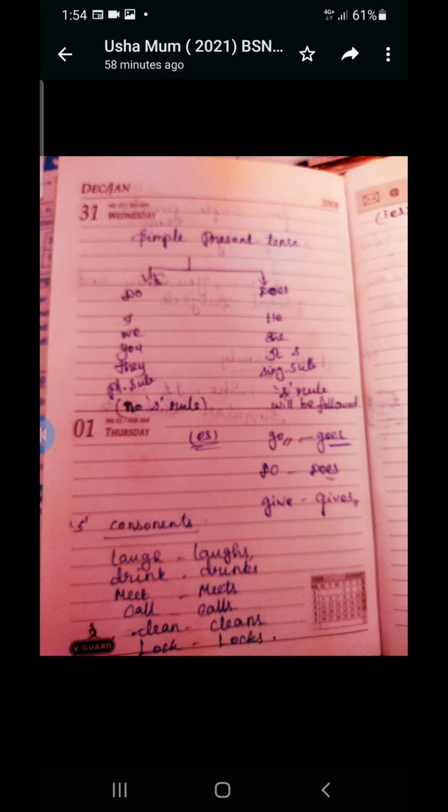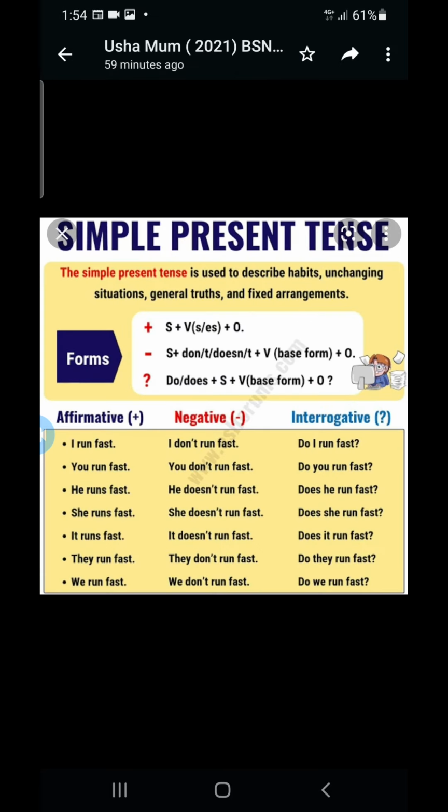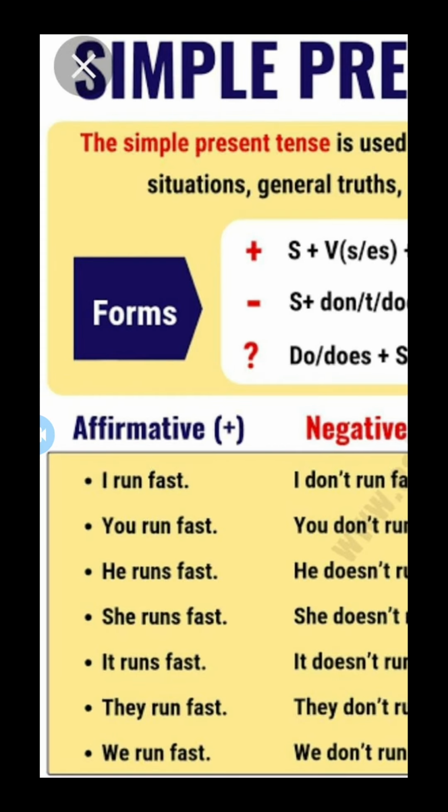The shop owners buy vegetables from the market. Okay, do you understand? I watch television. We watch television. You watch television. They watch. And plural subjects watch. Like this, we can make positive sentences in simple present tense using these subjects. Do you understand? Now, look at this example here, affirmative, that means positive.